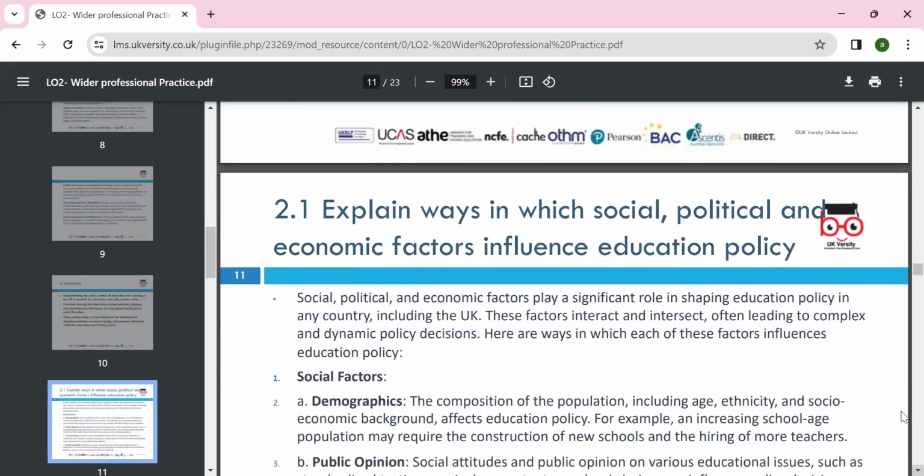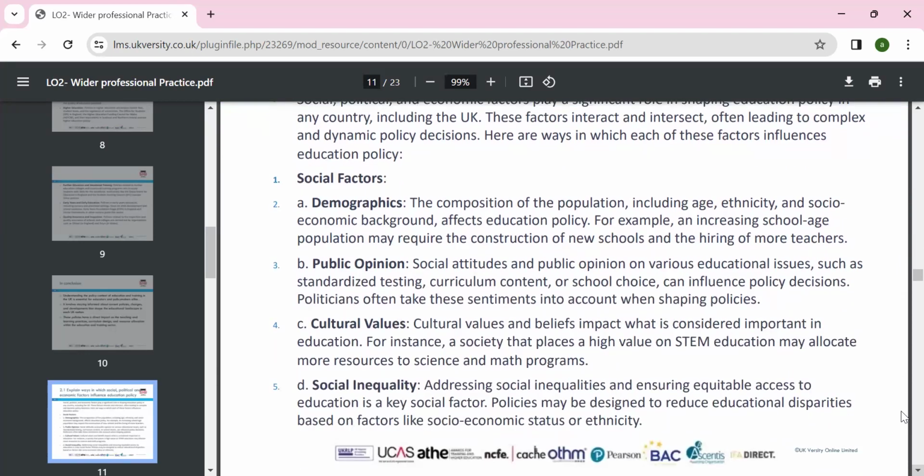Okay, then we have 2.1, which is: explain ways in which social, political, and economic factors influence education policy. We have a lot of influence from the external environment, and that's why the government carries on making policies to address social and economic factors, and those have a huge influence on education policy. Social factors, demographics: we can look at the population, including age, ethnicity, and social and economic background, which affect education policies.